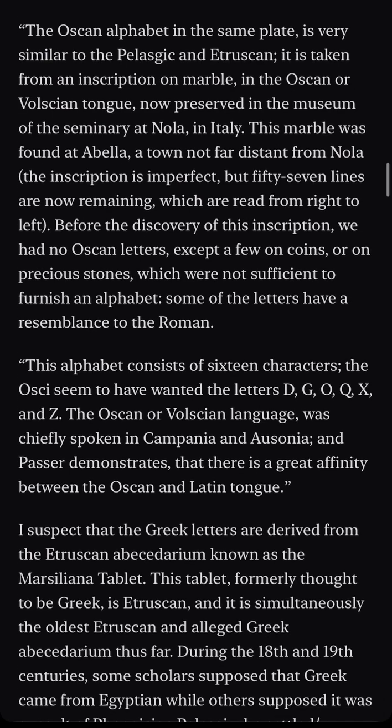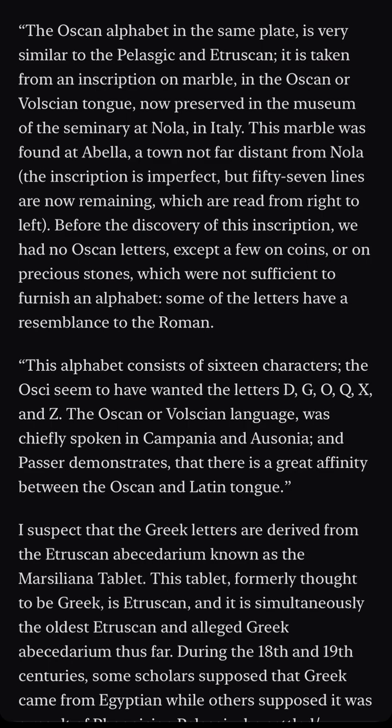The Oscan alphabet in the same plate is very similar to the Pelasgic and Etruscan. It is taken from an inscription on marble, in the Oscan or Volscian tongue, now preserved in the Museum of the Seminary at Nola, in Italy. This marble was found at Abella, a town not far distant from Nola. The inscription is imperfect, but 57 lines are now remaining, which are read from right to left. Before the discovery of this inscription, we had no Oscan letters, except a few on coins, or on precious stones, which were not sufficient to furnish an alphabet.